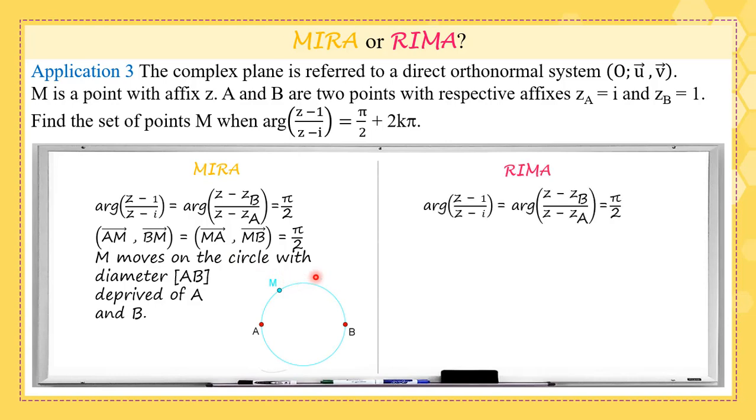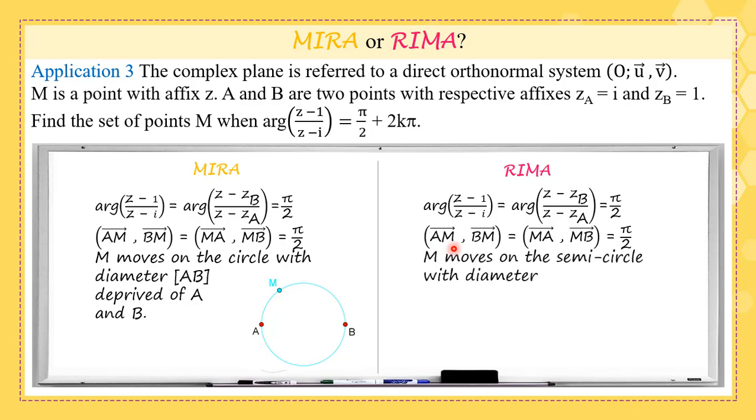Let's see Rima. Rima used the same strategy. She also translated the argument into an oriented angle, but she said that M moves on the semicircle with diameter AB deprived of A and B. And see here the difference. Mira said that M moves on the whole circle, whereas Rima said that M moves on half the circle, on the semicircle. Now let's see.